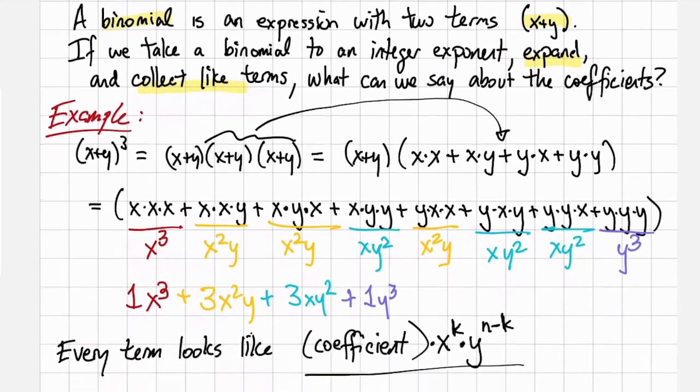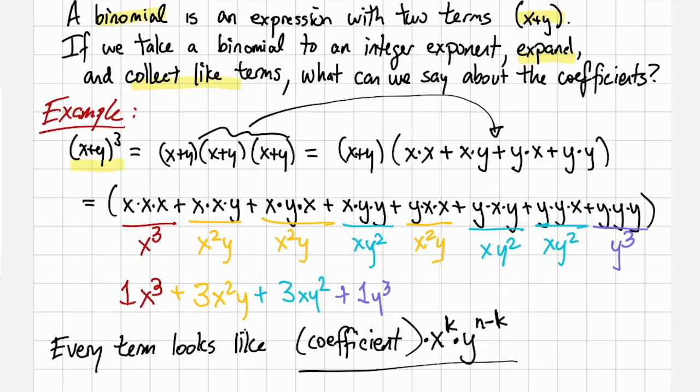Let's look at an example. Let's look at (x plus y) cubed. (x plus y) cubed is (x plus y) times (x plus y) times (x plus y). If we expand the first two, we get x times x plus x times y plus y times x plus y times y. And then if we multiply and expand by (x plus y) again, we see x times x times x plus x times x times y, all of these 8 different combinations. And they appear by choosing x or y in the first factor, x or y in the second factor, and x or y in the third factor.